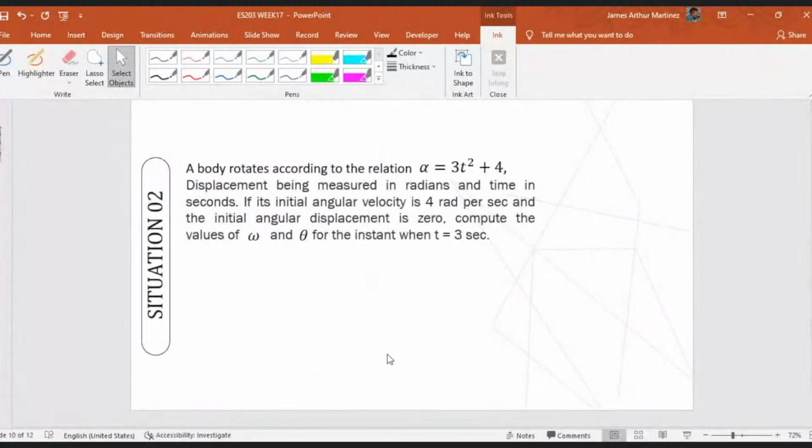So let's have situation 2 to apply the principle on variable angular acceleration.